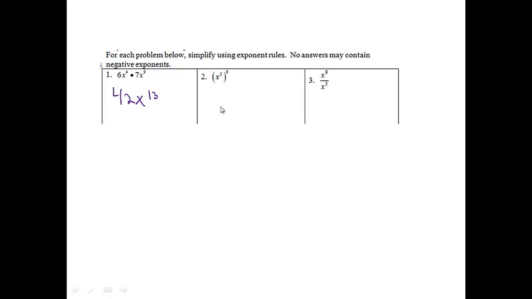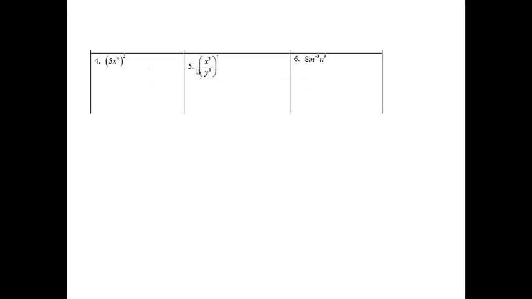On problem number 2, when we have parentheses, a power raised to a power, we're going to multiply, so we'll get x to the 45th. On the next one, since we have a division sign, we're going to subtract the exponent, so we'll get x to the 4th.